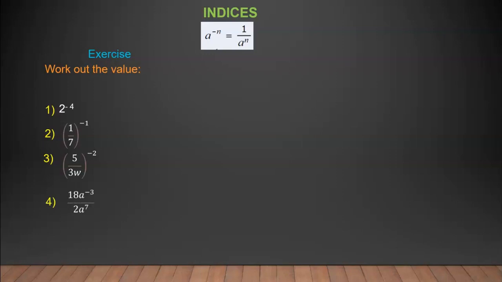And these are the answers. For number 1, 2 to the negative 4 can be written down as 1 over 2 to the 4th. 2 to the 4th means you see 2 4 times multiplied together, and that's 16. So your answer to question 1 is 1 over 16. For question 2, you have 1 over 7 to the negative 1. Negative power means you get the reciprocal of 1 over 7, so you flip it. The 7 becomes your numerator, and the 1 becomes your denominator, making it 7 over 1, or just 7.